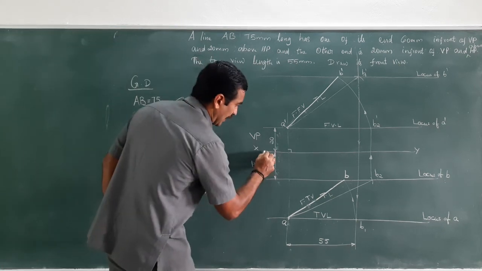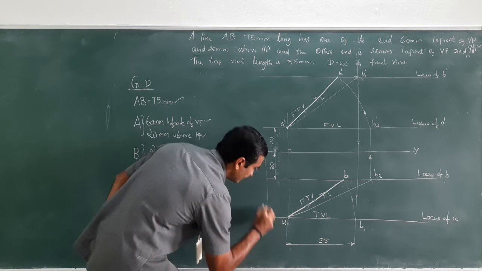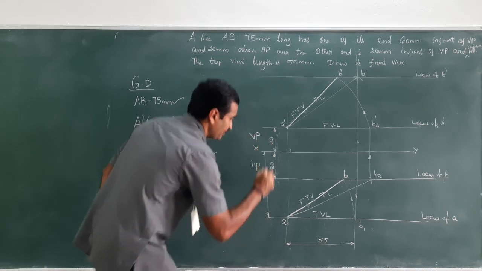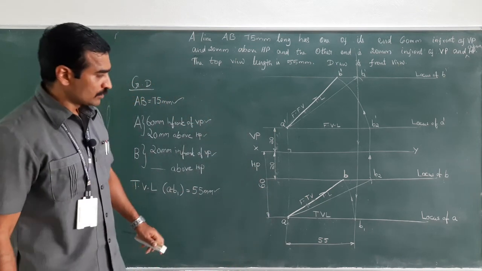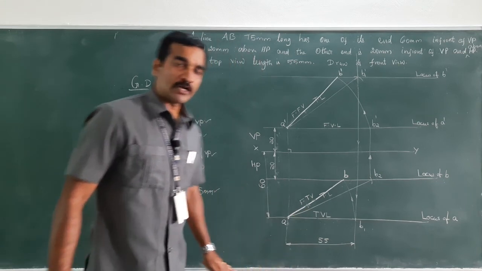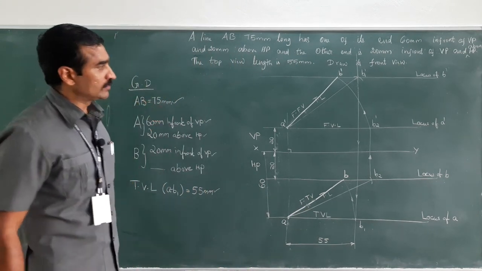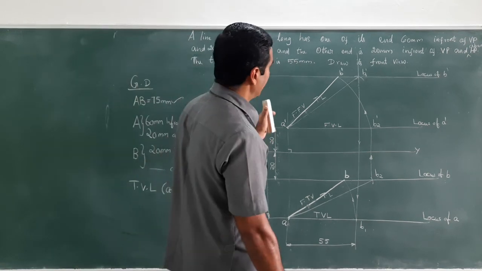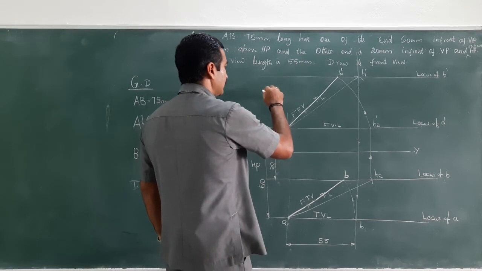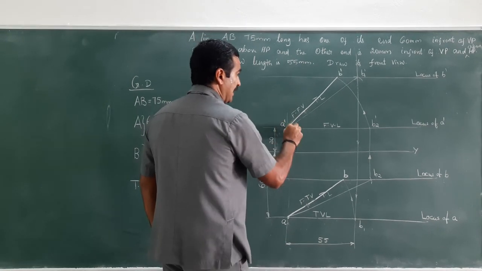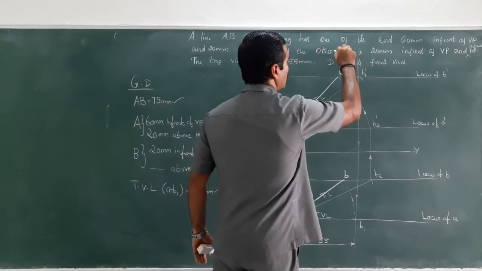So from the reference line, take 60. This is the dimension, that is 60 mm. So the top view length has been marked here as 55, isn't it? Now what is left? The true length. So the true length can be captured in the front view, right, by drawing a perpendicular line to the true length. Perpendicular line. Similarly, here also a perpendicular line.